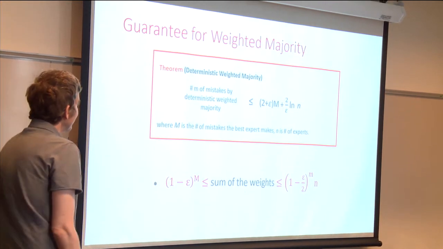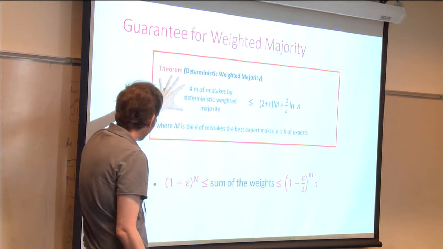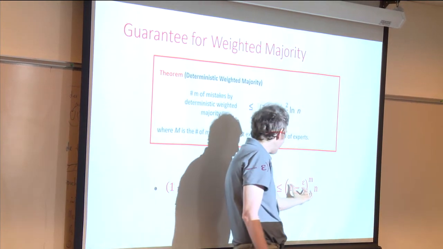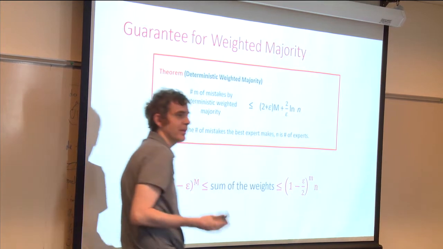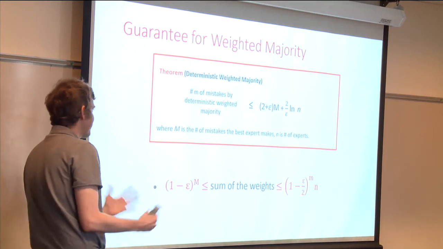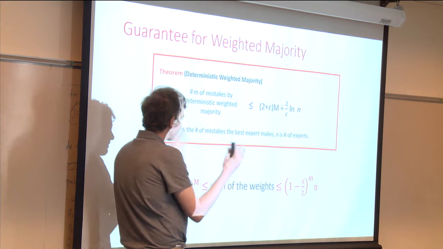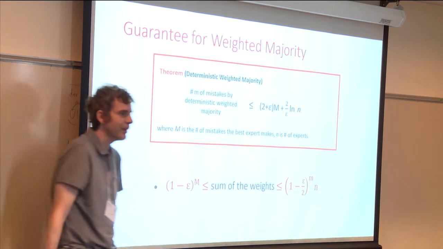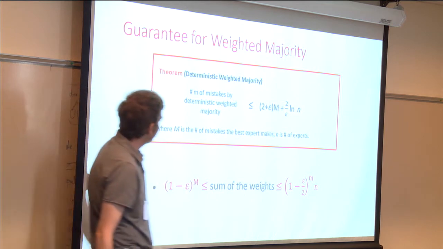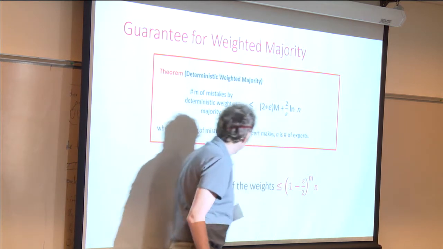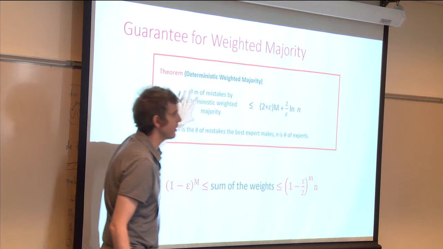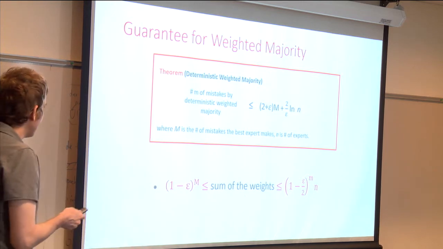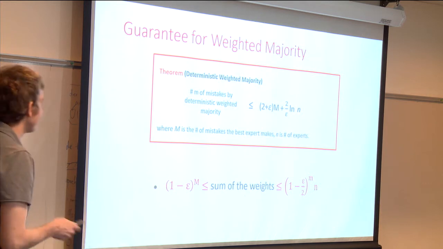Why is that? Well, each time this weighted majority algorithm makes a mistake, at least half the weight gets scaled by 1 minus epsilon. So that means all the weight gets scaled by a factor of at most 1 minus epsilon over 2. And you just solve for the number little m of mistakes using these two inequalities, and you get this bound. This is all standard. Stop me if there are any questions.